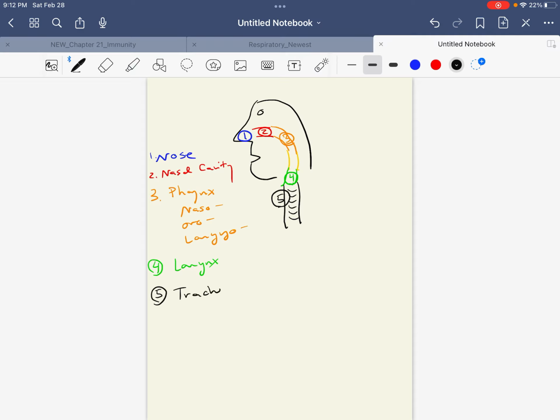The trachea. The inside is lined with pseudostratified ciliated columnar epithelium, little cilia to help with filtration. The outer part of the trachea has those C-shaped cartilage rings, but the back is made up of muscle. Then we get to the primary bronchi. The primary bronchi have cartilage rings covering them.